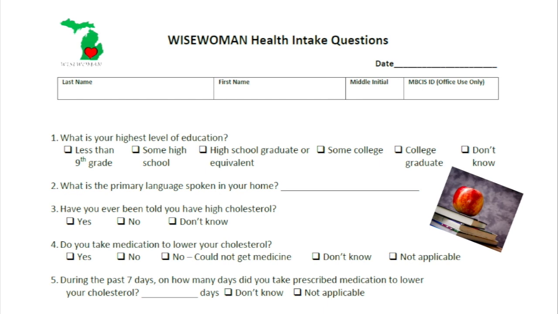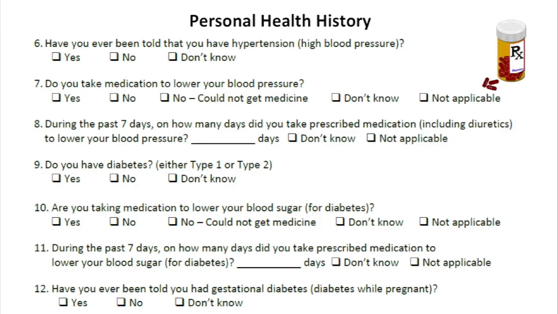We also ask about what language is spoken in their home, and then we get into the health history questions, the personal health history, with the questions about cholesterol. Also, personal health history, we're looking at if she's been told she has hypertension.